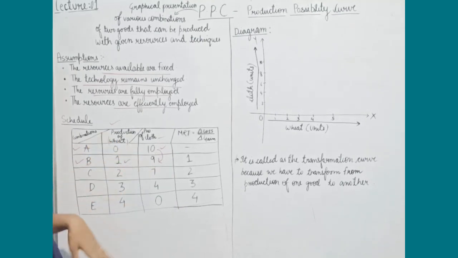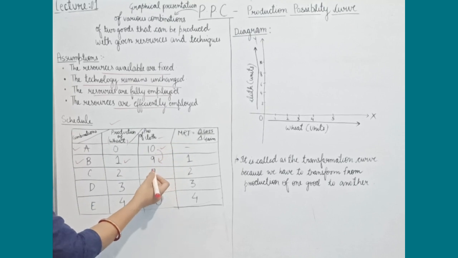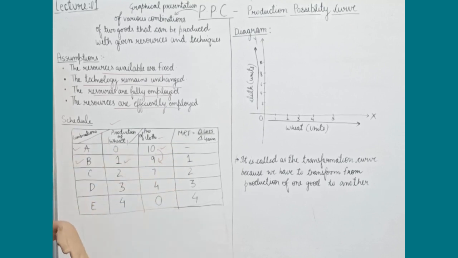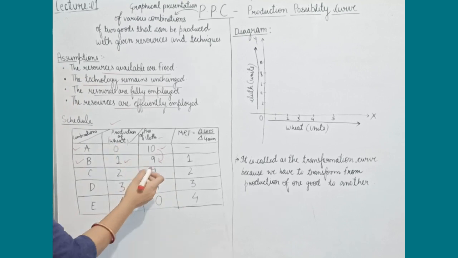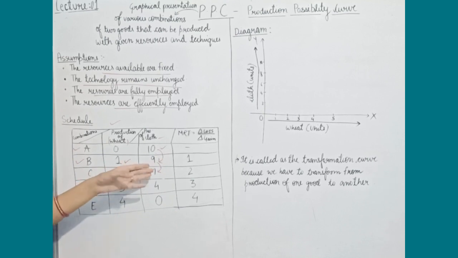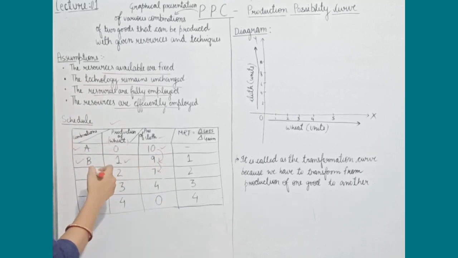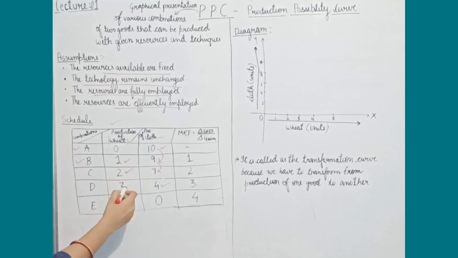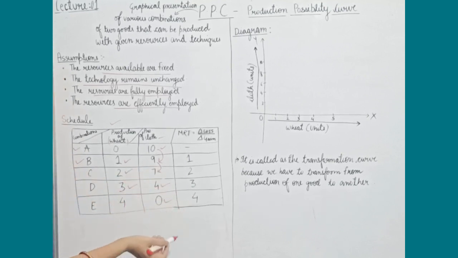Clear? Next, if we see further, again we will transfer some of the resources. Next we have gone from 9 to 7. Some units we have transferred to the production of wheat, like 2 here. Next we have reduced to 4. Next it is 3. Next here it is 0, where we have transferred all the resources, that is 4.